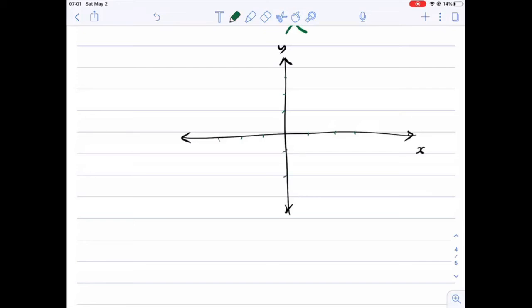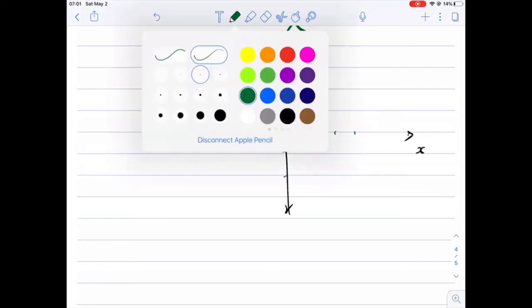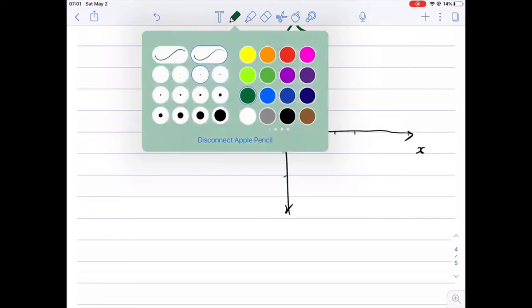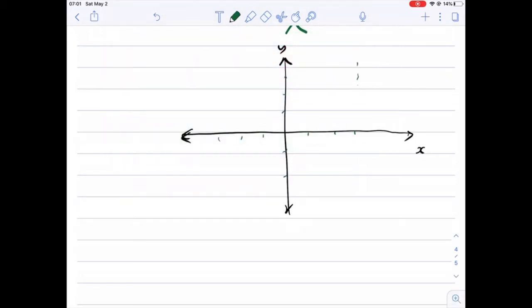X equals 3 is here. This is x equals 3, a vertical line here. And y equals 2, this is y equals 2, the horizontal asymptote.